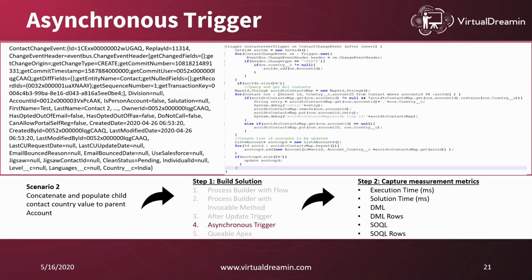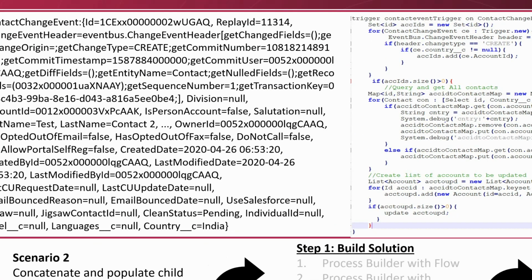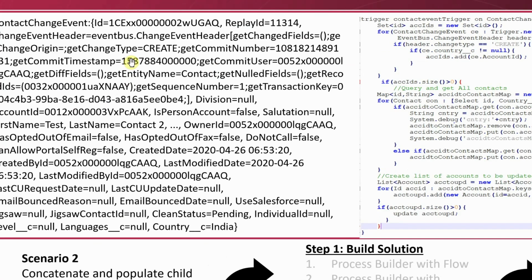Now let us see the object structure for a contact change event. This is how it looks like. There is a header component where you will be able to see the operation type. For example, if it is an insert, you can see it as create operation. If it is update, you will be seeing this change type as update. After the header component, you will be able to see all the field details of the newly created contact. If it is a create operation, you will be able to see all the details here. But if it is an update operation, you will be seeing only the fields which just got updated.